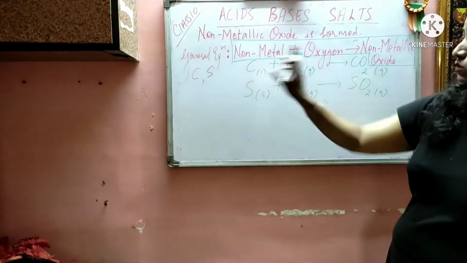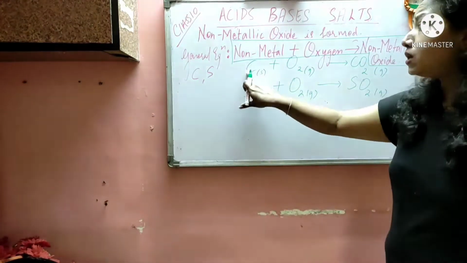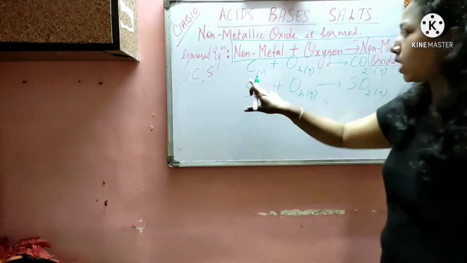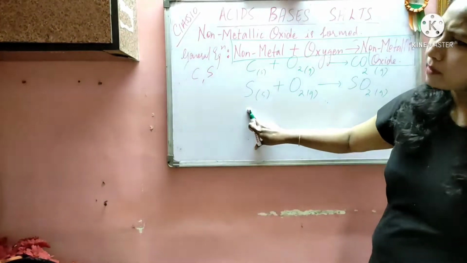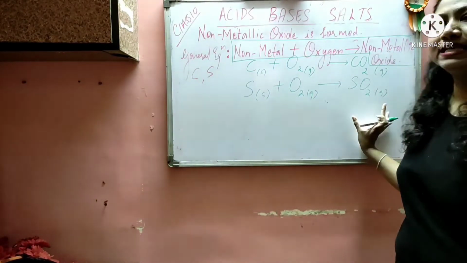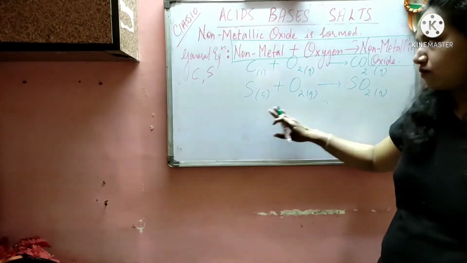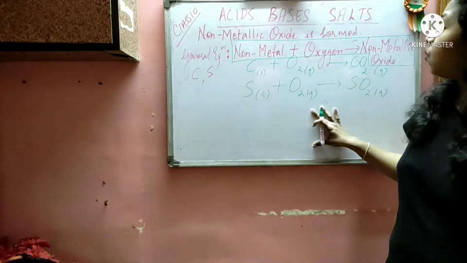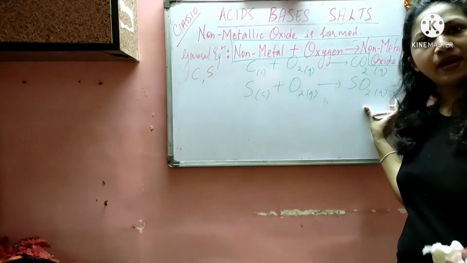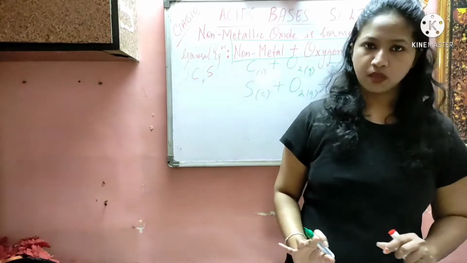Okay, non-metals when they react with oxygen, what you get, guys, is non-metallic oxide. So what are non-metals, guys? Carbon and sulfur. So carbon and sulfur are non-metals. When they react with oxygen, what you get is carbon dioxide and sulfur dioxide. So when non-metals, which are carbon and sulfur, react with oxygen, why O2? Because oxygen is always in the molecular form, and what you get is carbon dioxide and sulfur dioxide, which are nothing but, guys, non-metallic oxides.